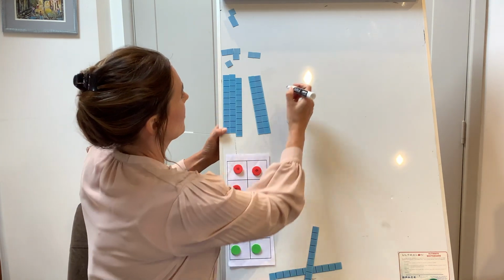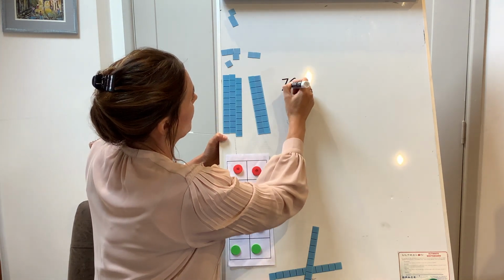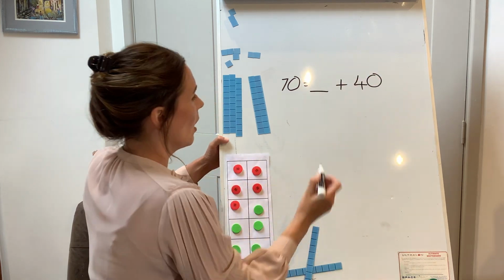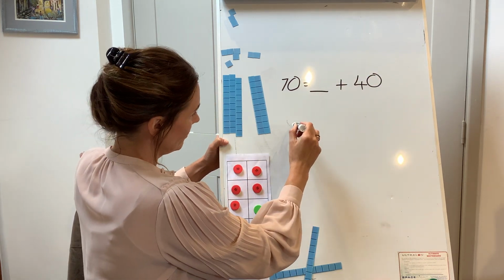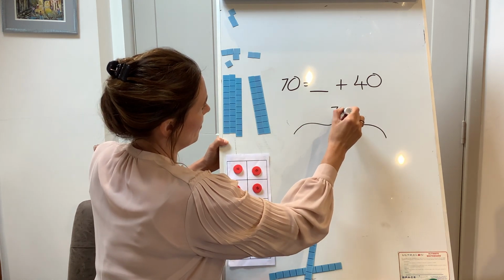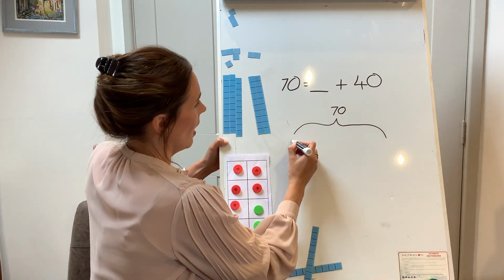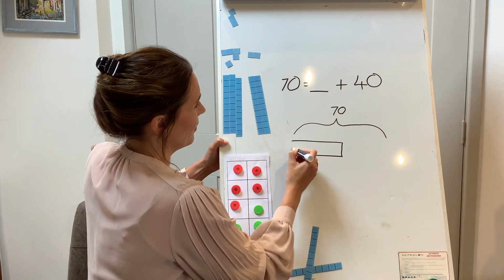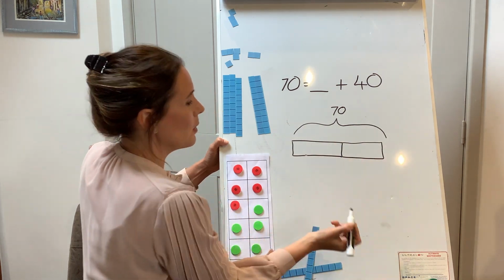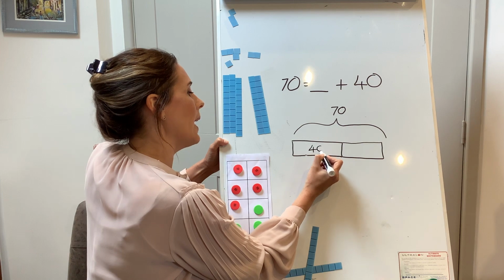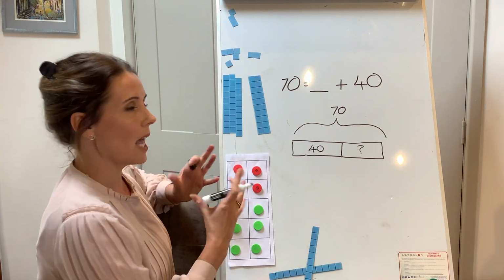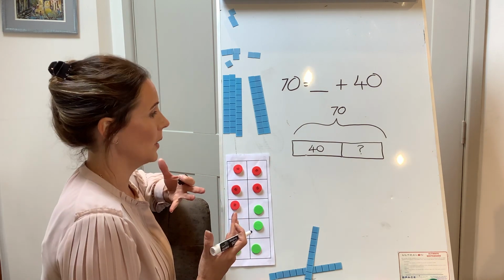So if we had 70 is equal to something and 40, we could have our bar. We know that it makes 70 and it's 40. I know that 40 is more than half of 70, so I'm going to have a continuous bar. I've got 40 here. What goes with 40 to make 70? And this helps me to work out what I need to do with the numbers to work it out.